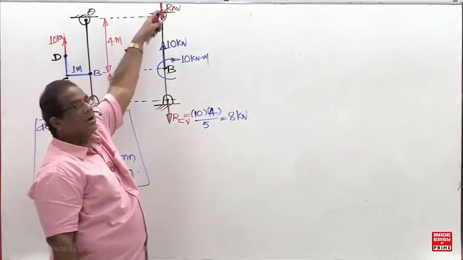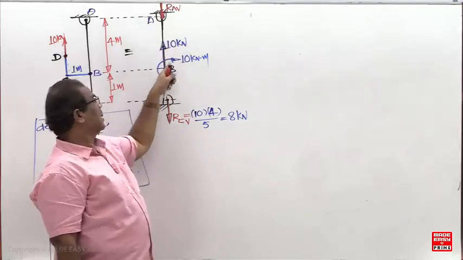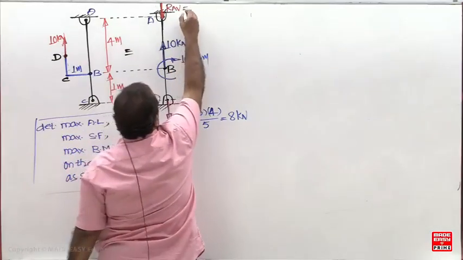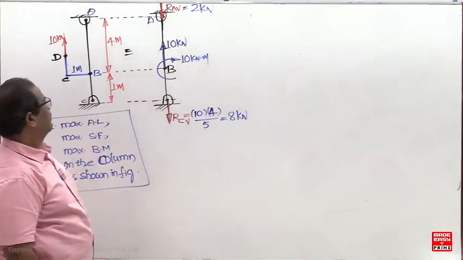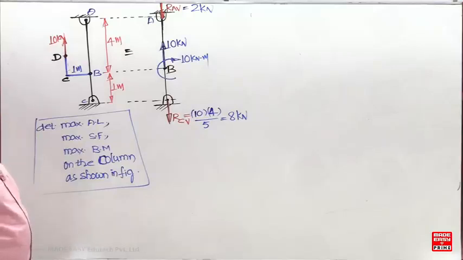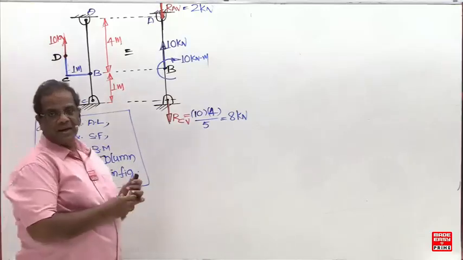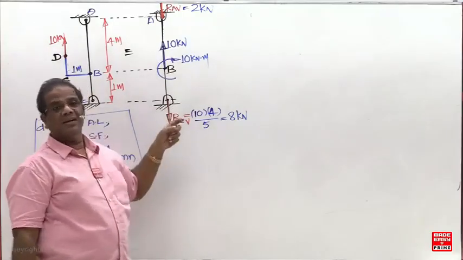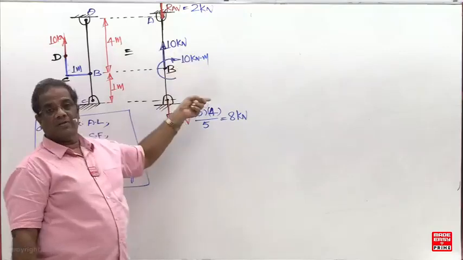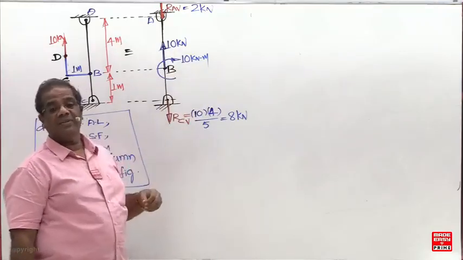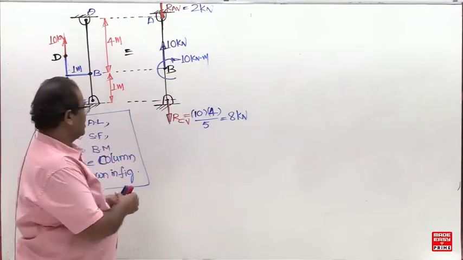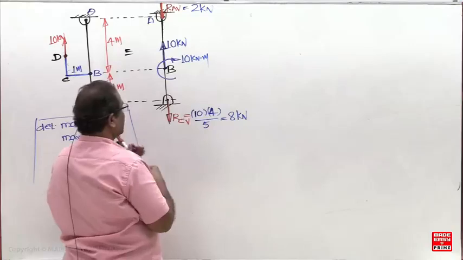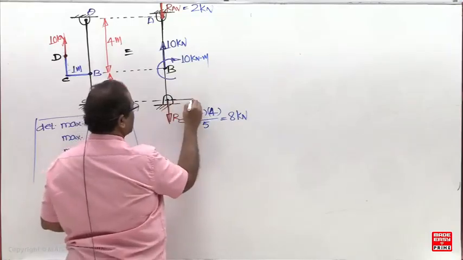And what about this reaction? Sum of the vertical reactions equals net vertical load. So it will be 2 kilonewtons. So vertical reactions are completed. Next, due to this couple, you are going to get a horizontal reaction. What is the net couple? Clockwise, anti-clockwise, clockwise. The net couple is clockwise. The horizontal reaction should give a moment in which direction? Anti-clockwise.